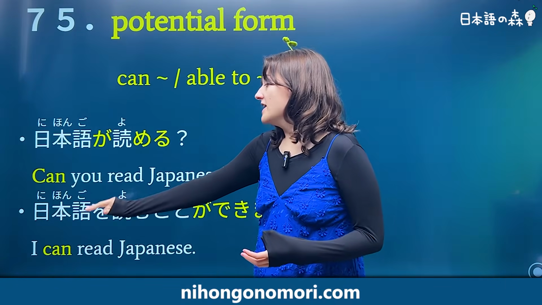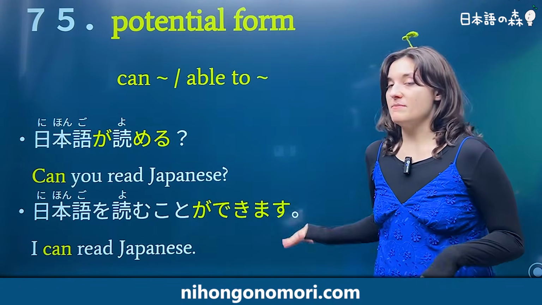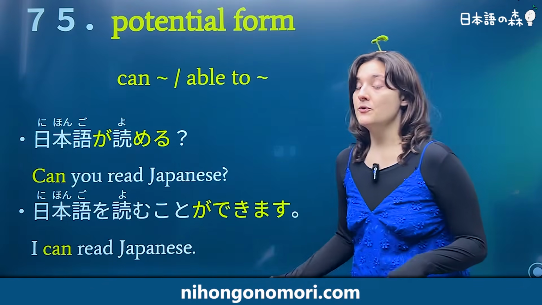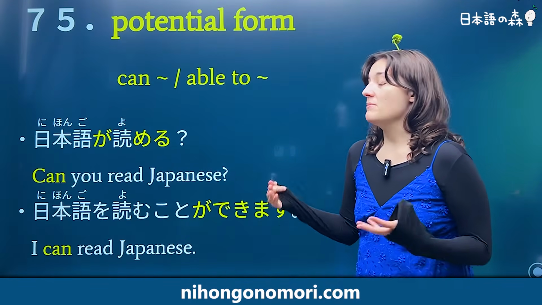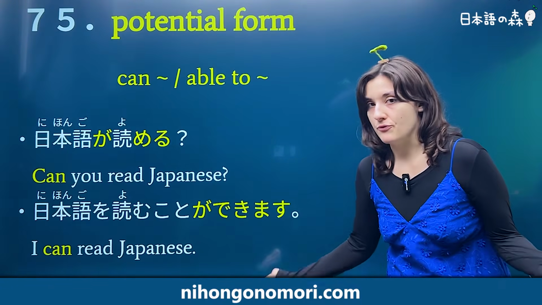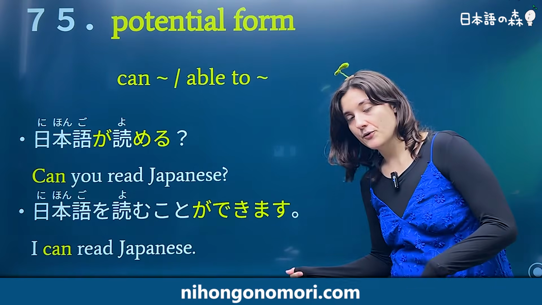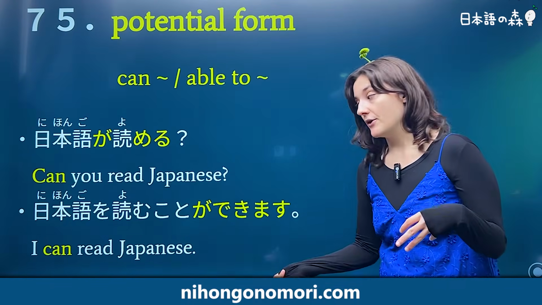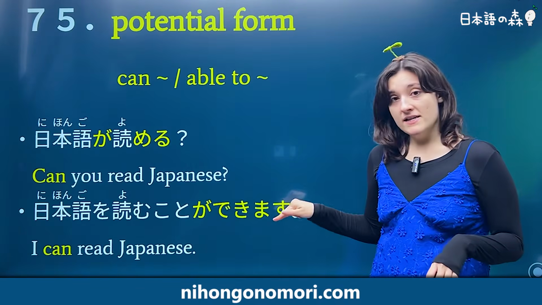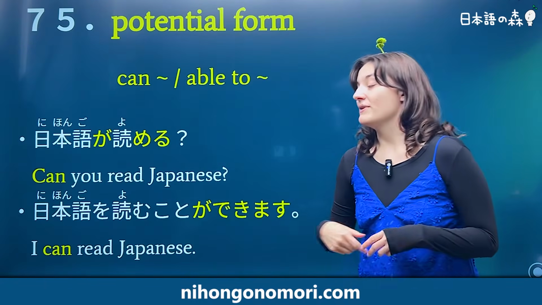Here we have 日本語を読むことができます. ことができる, right? Verb ことができる is another way of expressing the ability to do something, right? Because it's using suru's potential form. Suru becomes できる. Kuru becomes 来られる. 日本語を読むことができます. I can read Japanese.